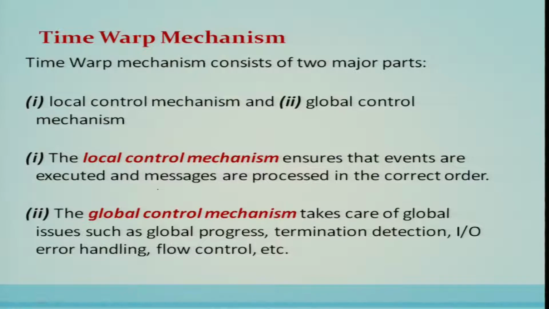The first is called the local control mechanism. The second part is called the global control mechanism. The local control mechanism ensures that the events are executed and the messages are processed in the correct order. The global control mechanism takes care of global issues such as global progress, termination detection, I/O handling, flow control, etc. The rules that we have seen in rule 1 and rule 2 are implemented in the time warp mechanism.